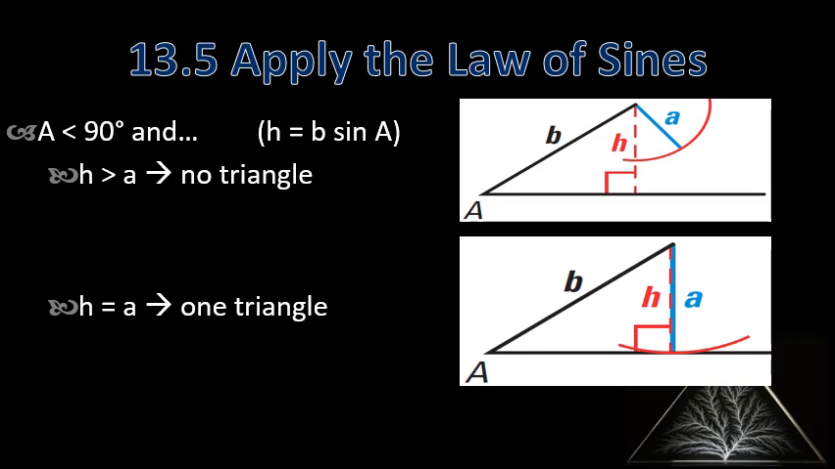If the height equals A, it is one triangle, and more specifically, it is a right triangle. And you don't have to use law of sines at all. You can just use the regular sine, cosine, and tangent and figure it out much more quickly that way. Use Pythagorean theorem, all that stuff.